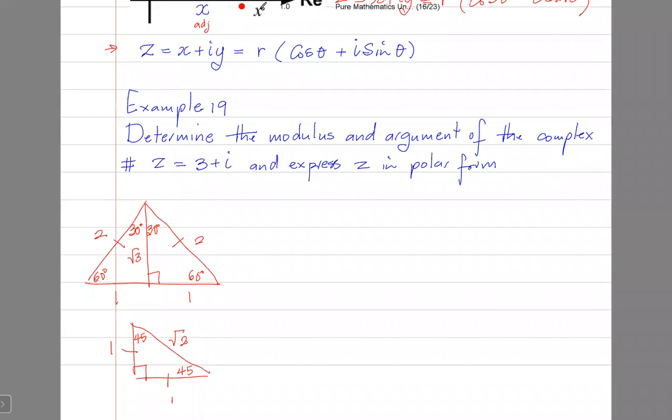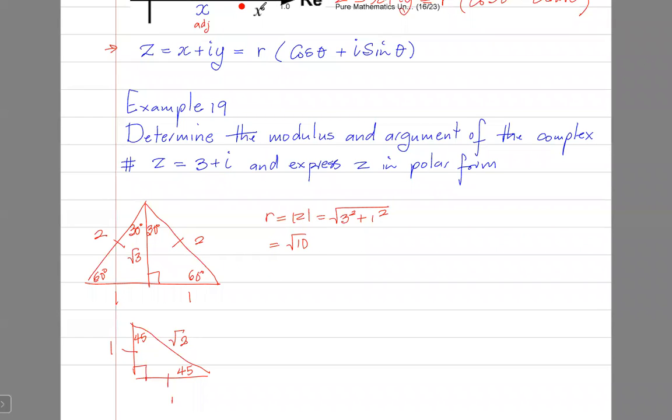All right, we're to determine, example 19, the modulus and argument of the complex number z. So z is 3 plus i, in the first quadrant. The mod of z is equal to the square root of 3 squared plus 1 squared. So 3 squared is what? 9. 1 squared is 1. So this is the square root of 10.